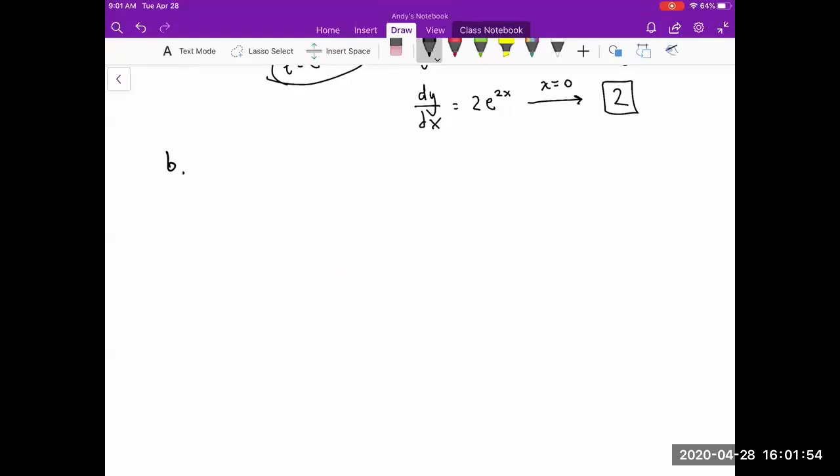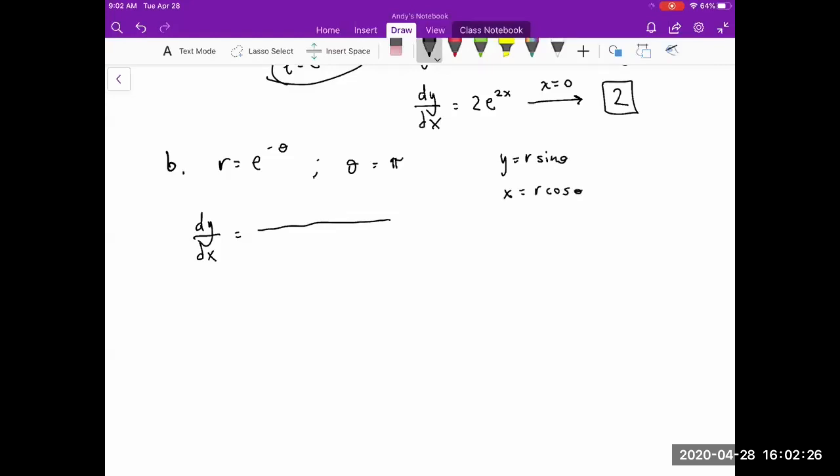So for b, we have r is equal to e to the negative theta. Our theta value is just pi. So we're going to plug that in after finding dy over dx. Now the dy over dx equation for polar, it's pretty similar to dy over d theta. Remember, y is equal to r sine and x is equal to r cosine.